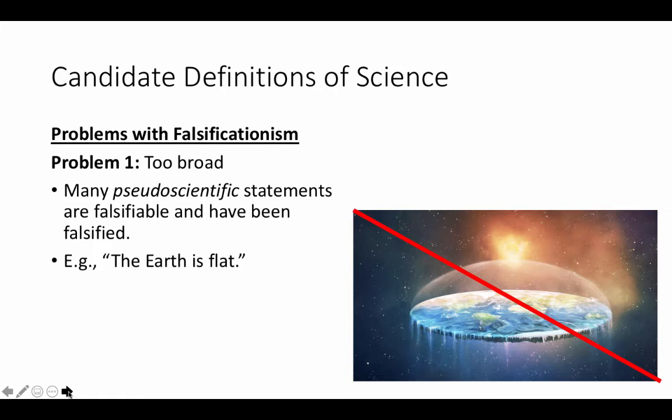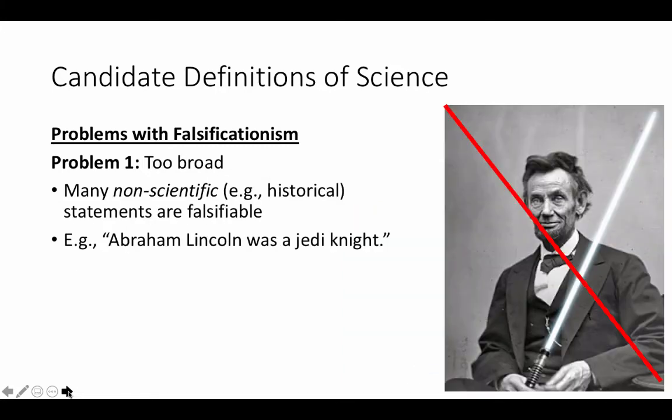First problem is it's just too broad of a theory. Many pseudoscientific statements are falsifiable and have been falsified. For example, the Earth is flat. So on this definition of science, flat earthism is science, when it is not. Also, many non-scientific statements, for example historical statements, are falsifiable. Abraham Lincoln was a Jedi Knight. That's false. That's a historical statement, not a scientific statement. So again, falsificationism turns out to be too broad. It perhaps accounts for all science, but not only science. It's too inclusive. There are things that aren't science that get counted as science on the falsificationist definition of science.